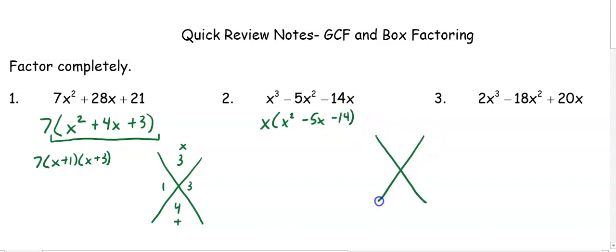So we want now two numbers that multiply to negative 14 and add to negative 5. Because we are multiplying to negative 14, we want one number of each sign, a positive and a negative. In this case, our bigger number is going to be negative because we're adding to negative 5. So we would have negative 7 and 2. So we have x times x minus 7 times x plus 2.